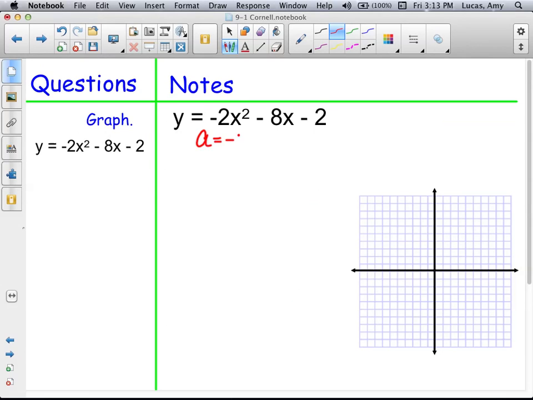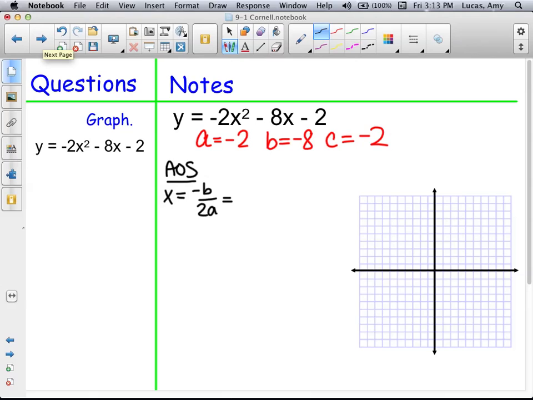Another example, A is -2, B is -8, C is -2. Axis of symmetry first, opposite of B over 2A. The opposite of -8 is +8. 2 times -2 is -4. So x equals -2 for our axis of symmetry. Draw the vertical line through -2 on the x-axis.